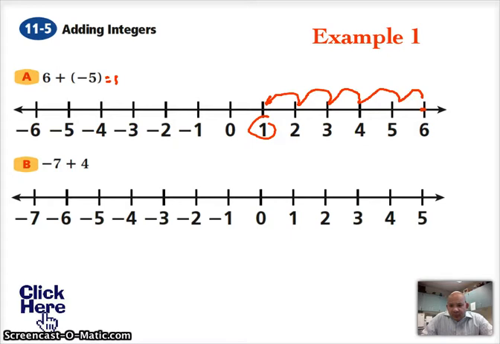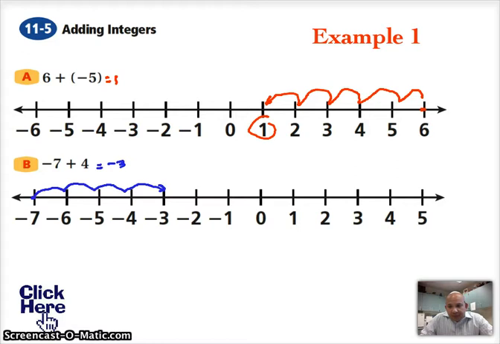Next, we've got a negative 7 plus 4, a negative number plus a positive number. We'll start here at negative 7. This time we're going to be going to the right in a positive direction toward the positive numbers because we have a positive 4. 1, 2, 3, 4. Our answer is negative 3. Negative 7 plus 4 is negative 3.